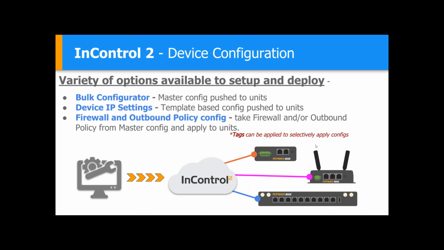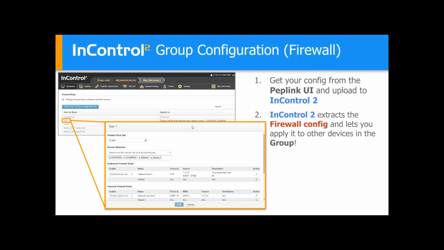Speaking of configuration, we do have a couple of new ways that you can get your box up and running. Of course, we had the bulk configurator from before, which was a master config that you're uploading to push out to everybody. A template-based version that we call device IP settings. But now what we have the ability to do is both with firewall and outbound policy, we can take that from a master config and then push that down to the devices. Tags, of course, can be applied to selectively push those settings down to particular units. And it's easy enough to get up and running.